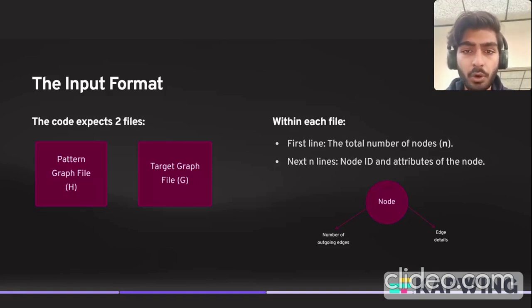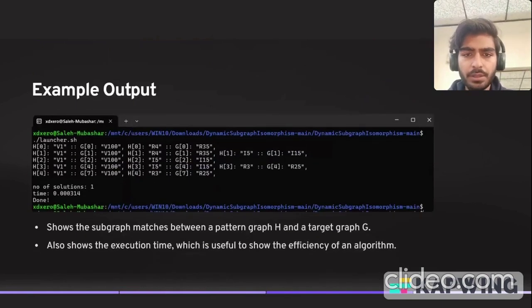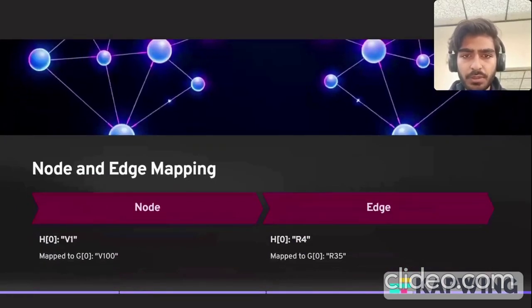Now let's understand the output of the code. Firstly, the code provides the subgraph matches between H and G. If you look at the first line of the output, you'll notice that timestamp 0 maps the nodes of H to G. So for the node in H, we have V1, which is mapped to the corresponding one in the target graph, which is V100. Similarly, after the node is mapped, the edges are also mapped. So R4 is mapped to R34. In this way, the subgraph matches are found.